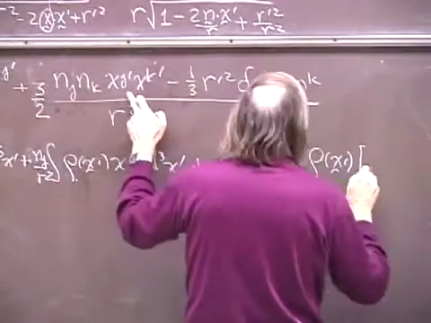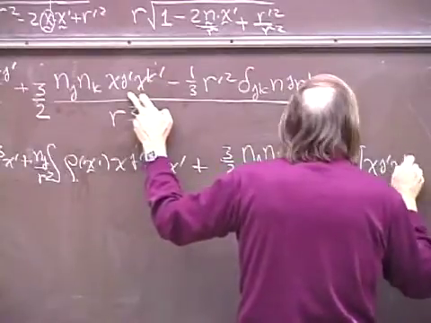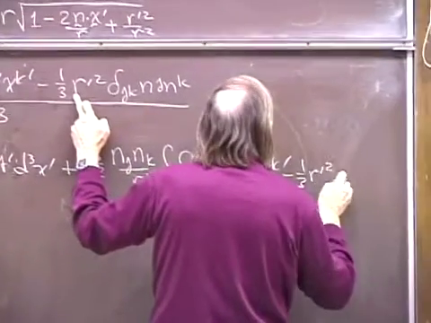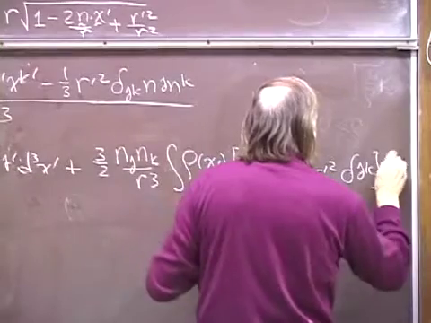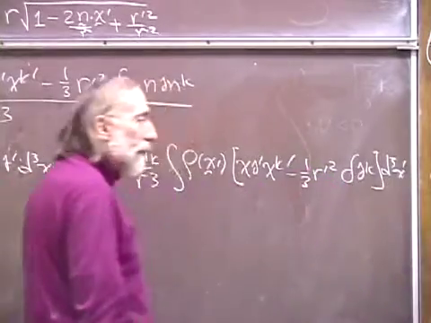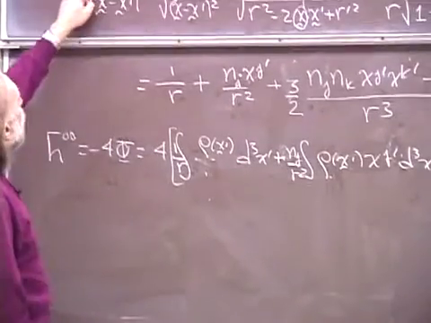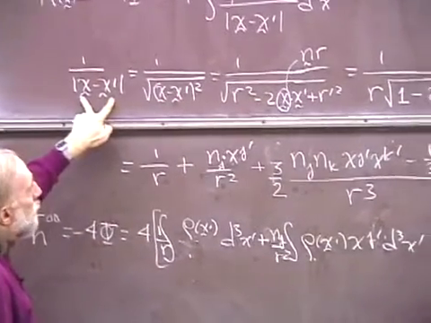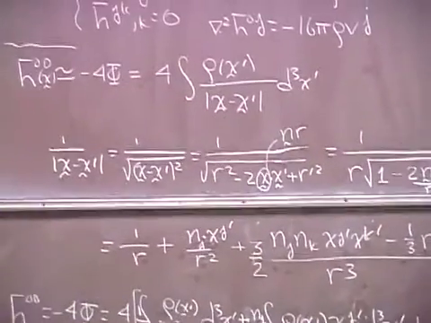times, I have xj prime xk prime minus 1/3 r prime squared delta jk d3x prime. So that's what I get by just putting back in my power series expansion for 1 over the distance between the source point and the field point, put it into the standard integral for the Newtonian potential.